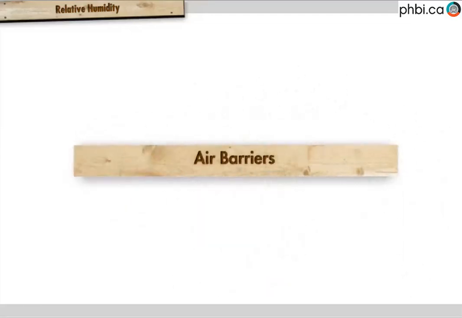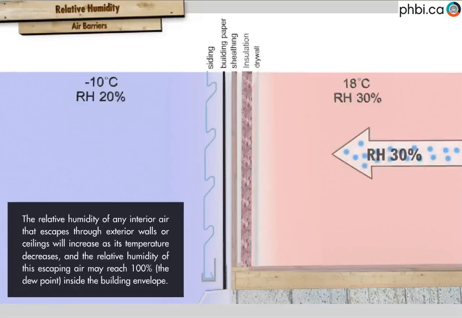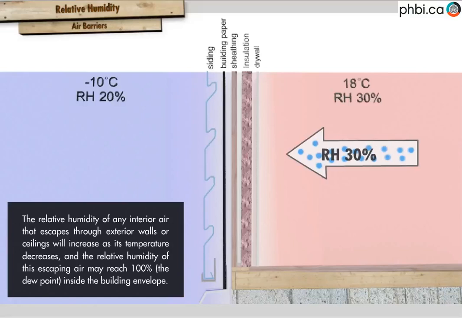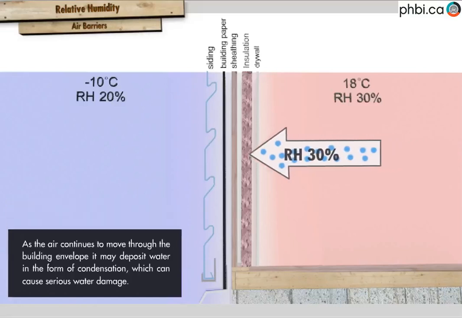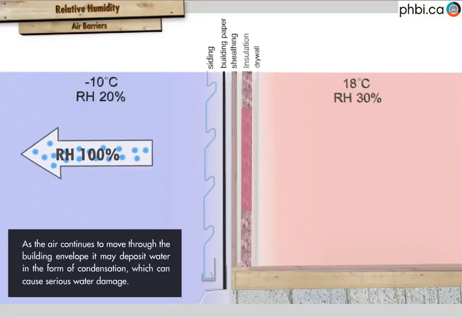Air barriers. We discussed the importance of air barriers in controlling heat loss, and now that you understand relative humidity, you can see how air barriers also protect the home from water damage. The relative humidity of any interior air that escapes through exterior walls or ceilings will increase as its temperature decreases, and the relative humidity of this escaping air may reach 100%, the dew point, inside the building envelope. As the air continues to move through the building envelope, it may deposit water in the form of condensation, which can cause serious water damage.